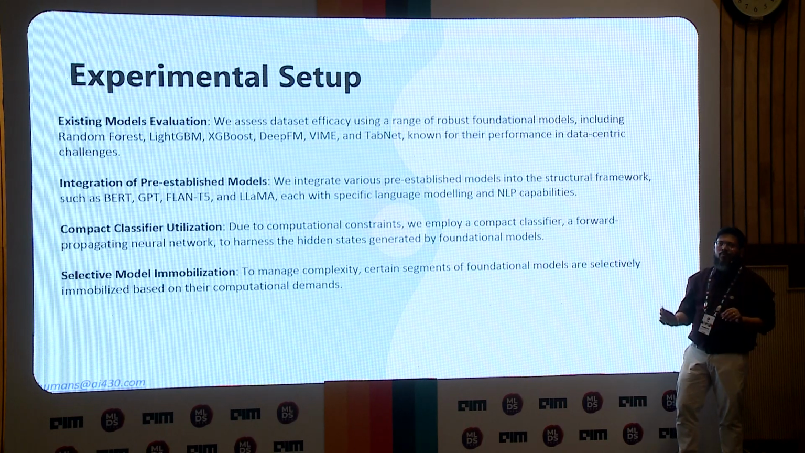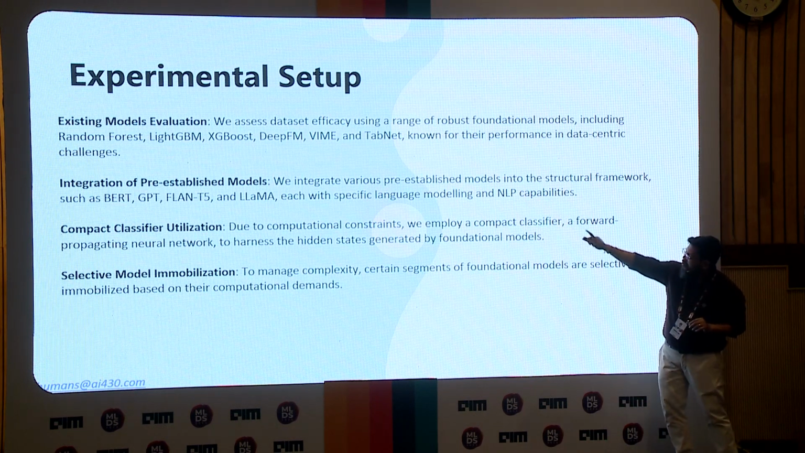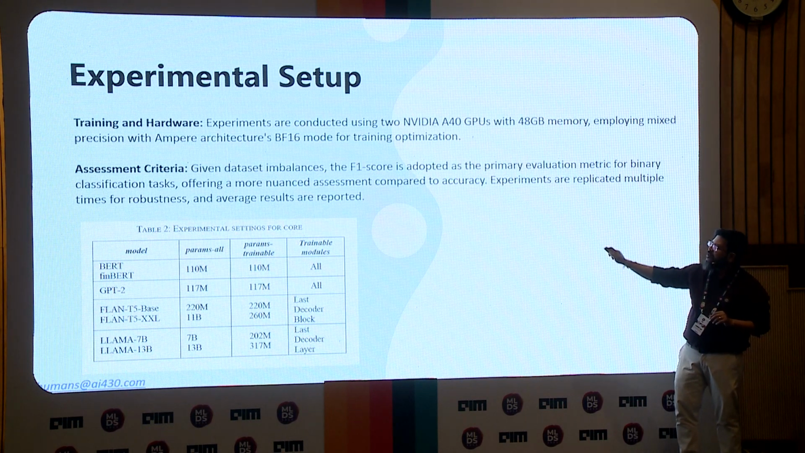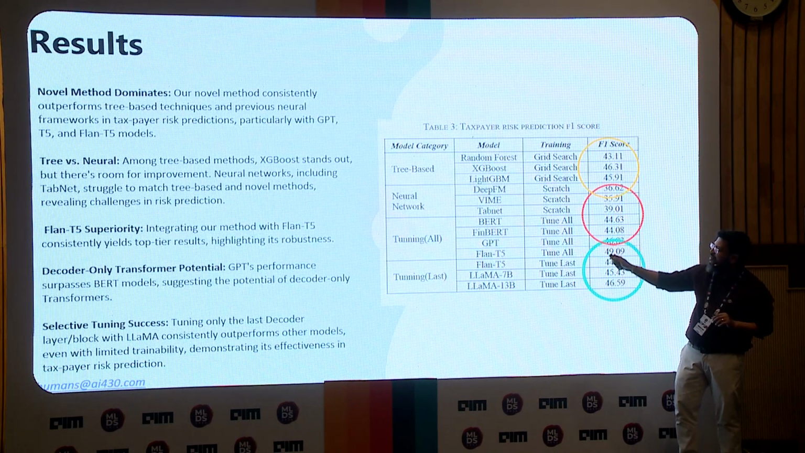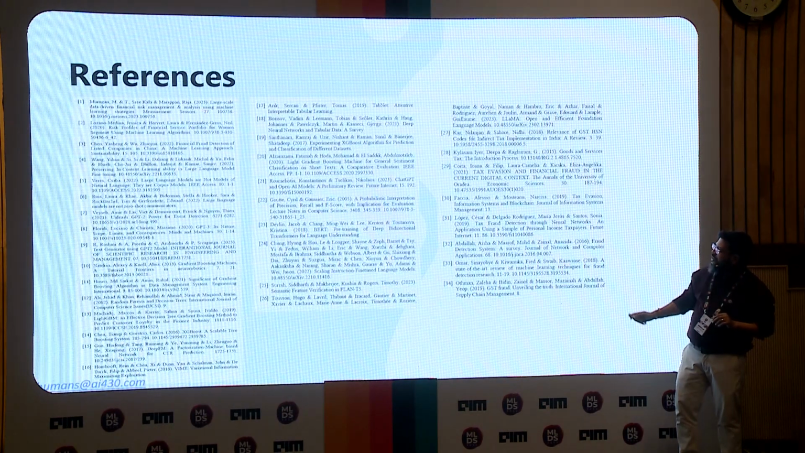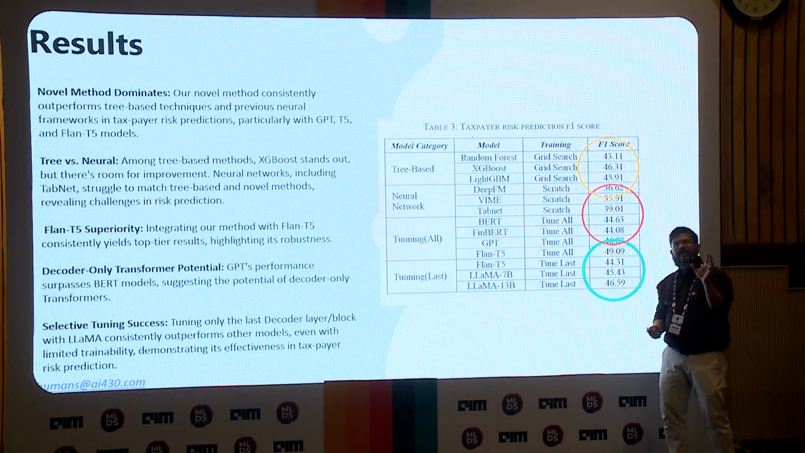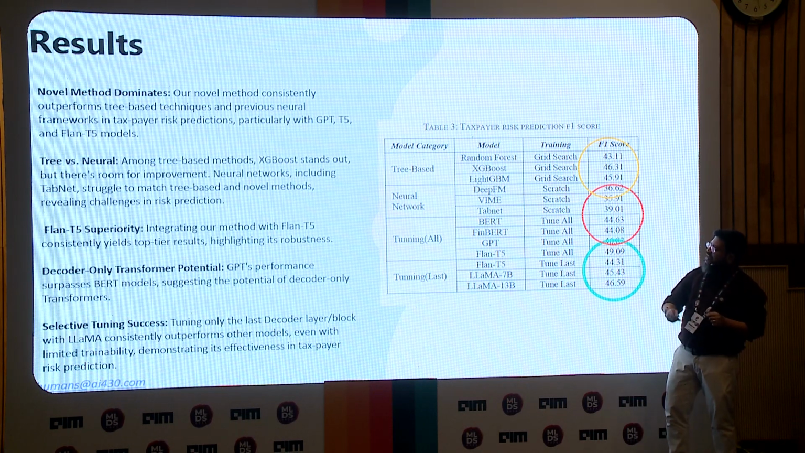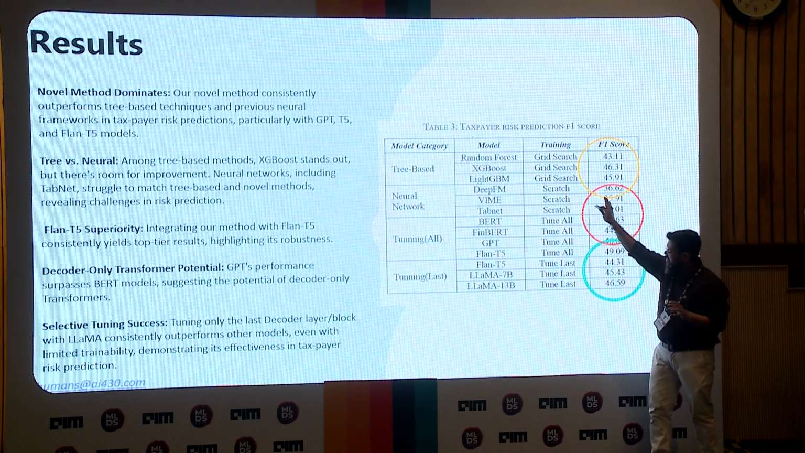So, the experimental setup. These are two slides covering it. For hardware, we used the NVIDIA A40, with the Ampere architecture, and we are using a BF16 model. We ensured that we are able to use these existing methodologies in the area of fraud that have been utilized over here.